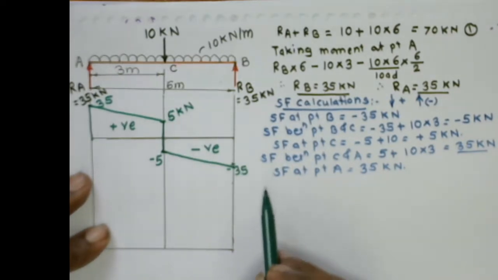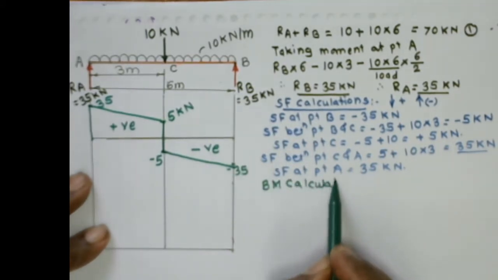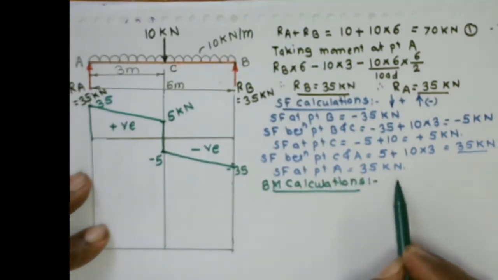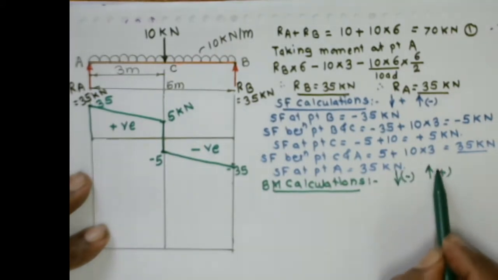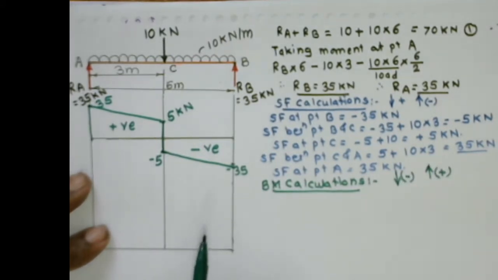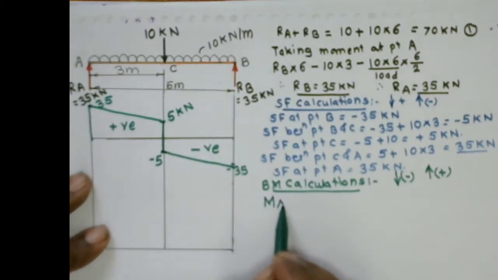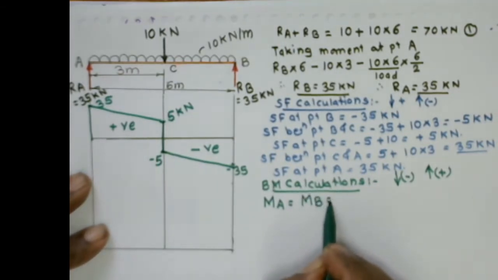Now bending moment calculations. To calculate the bending moment, again we decide the sign convention: downward negative and upward positive. All of you know that at points A and B, which are free ends, bending moment is always 0. Bending moment at point A is equal to bending moment at point B is equal to 0.